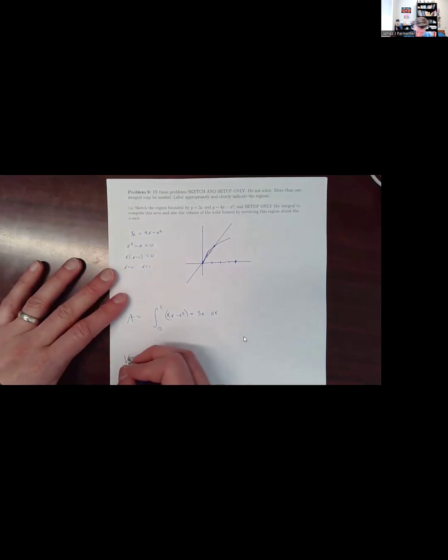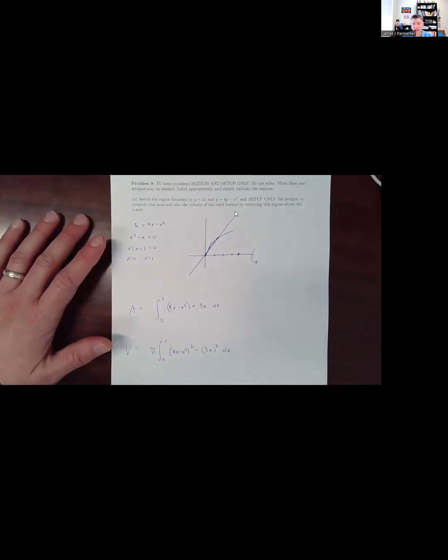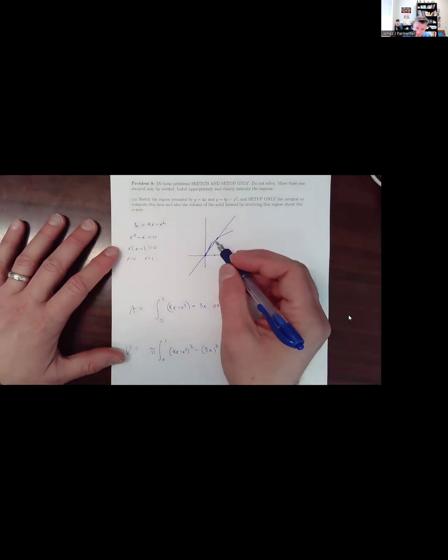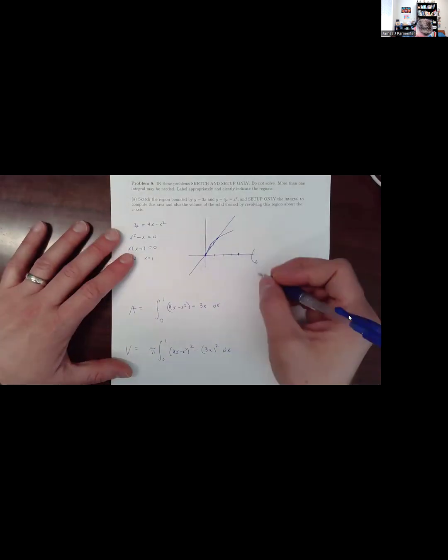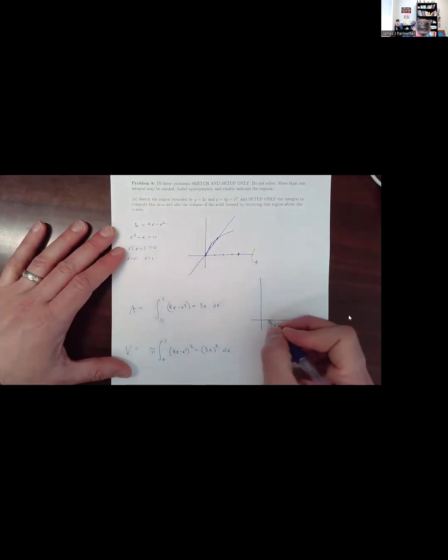Find the volume that you get by revolving this around. It's going to be still the integral from 0 to 1 of pi times the outer radius squared minus the inner radius squared. There's not a lot more to it. Again, I do wish I'd picked a slightly better graph situation. I could draw this better, if I was trying to draw this better, I would be better.